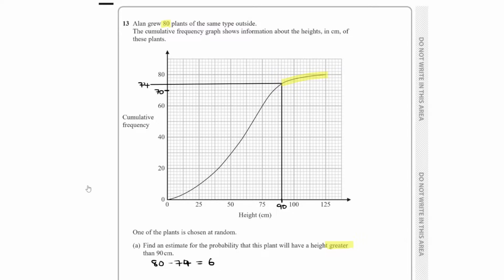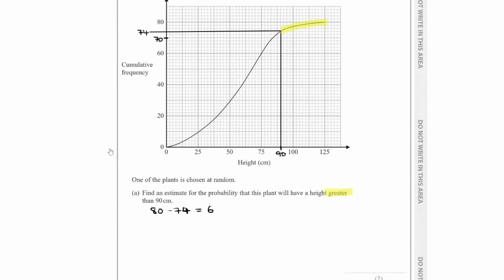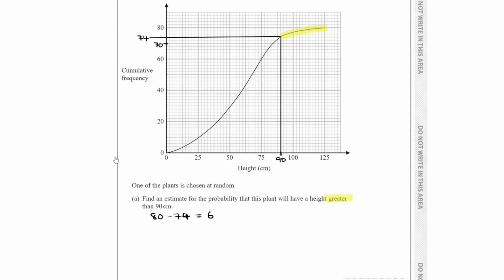So first of all, we've worked out how many plants are over 90 centimeters. There's 6. That's 6 plants. Now just come back to what they were asking about a probability. If they've chosen one plant at random, they've chosen that plant out of the 80 plants that there are. So to make it a probability, you literally just have to divide 6 out of 80. The probability bit's the really straightforward bit.